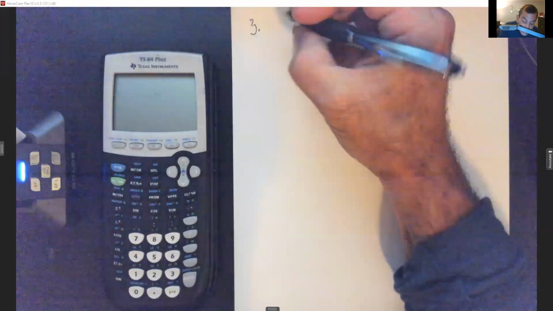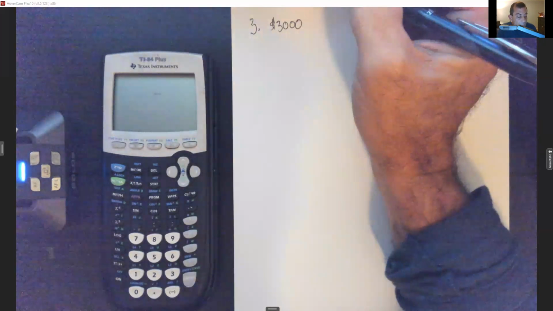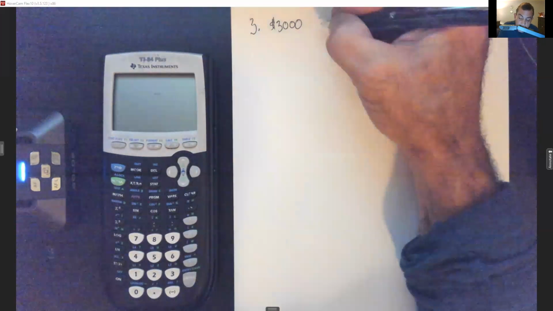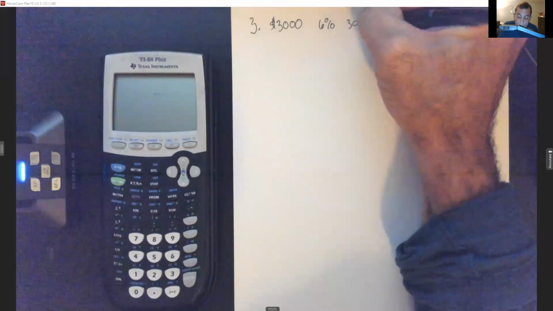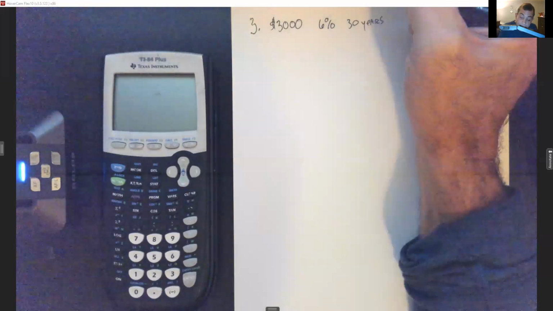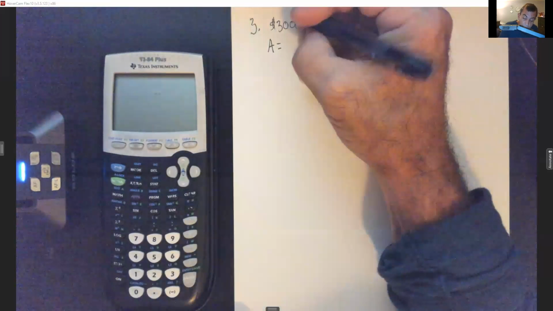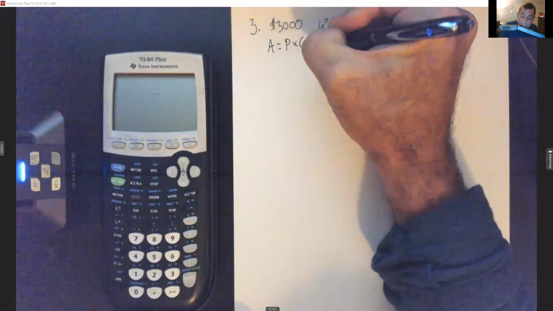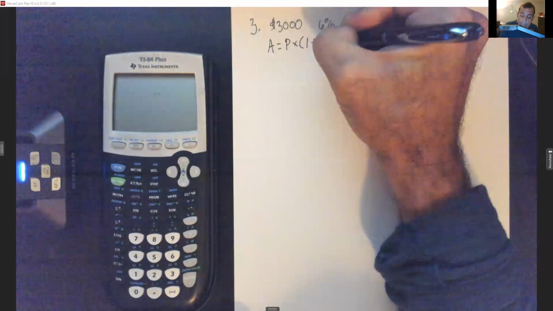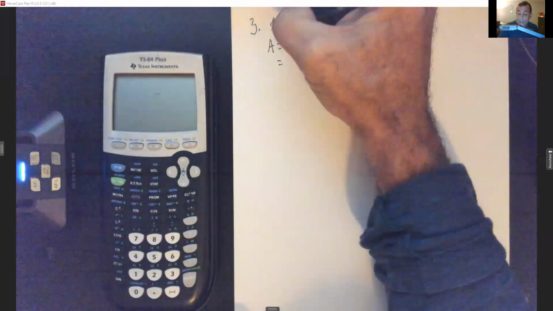So this one says you invest $3,000 in an account that pays simple interest of 6% for 30 years. All right, so they said simple interest, so I'm going to use the formula I had for simple interest, which is my A equals P times parenthesis 1 plus my APR times the years. All right, 3,000 is your P.